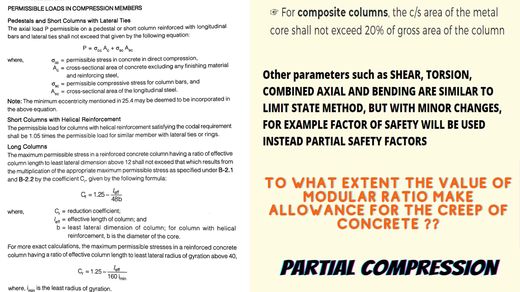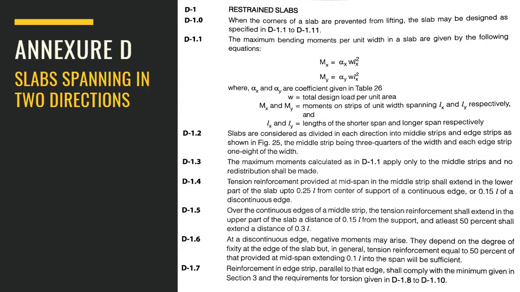And next we move on to annexure D, which specifies the slabs spanning in two directions. For restrained slabs, when the corners of a slab are prevented from lifting, the slab may be designed as per clauses D-1.1 to D-1.11. So this is the formula for maximum bending moments per unit width. Per unit width means the bending moment will be in kilonewton meter per meter. So per unit width, alpha x w l x.